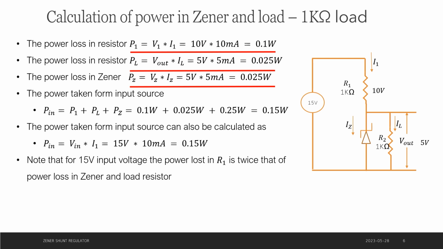The total power taken from the input will be the sum of the power dissipated in the components used. It is P1 plus PL plus PZ. The total power loss is given as 0.15 watt. This power loss can also be calculated as Vin into I1, that is equal to 0.15 watt. We can observe here that the power loss in the R1 resistor is twice the power loss in the Zener and the load resistor.